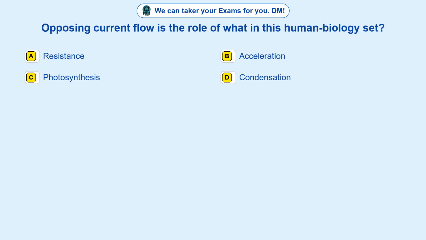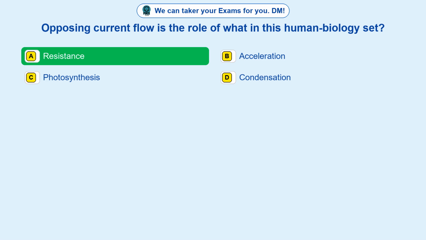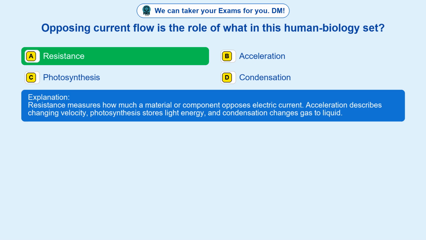Question 71. Opposing current flow is the role of what in this human biology set? Option A, resistance. Option B, acceleration. Option C, photosynthesis. Option D, condensation. The correct answer is option A, resistance. Resistance measures how much a material or component opposes electric current. Acceleration describes changing velocity, photosynthesis stores light energy, and condensation changes gas to liquid.